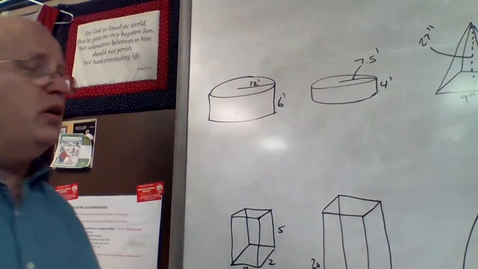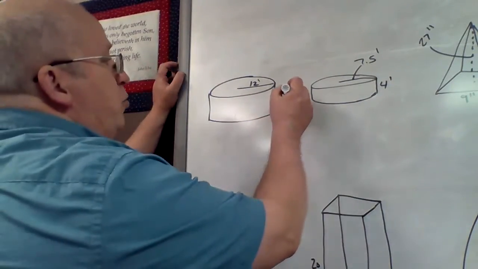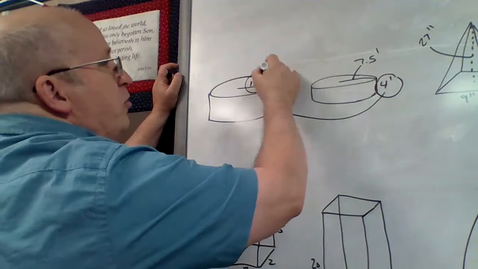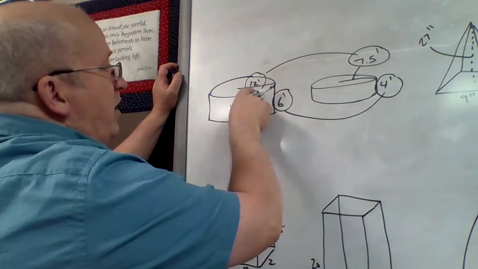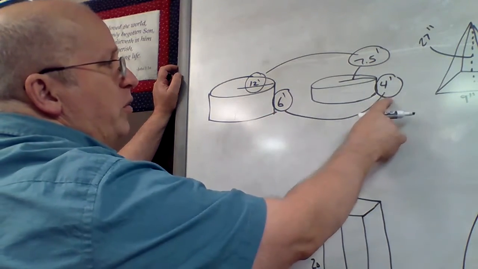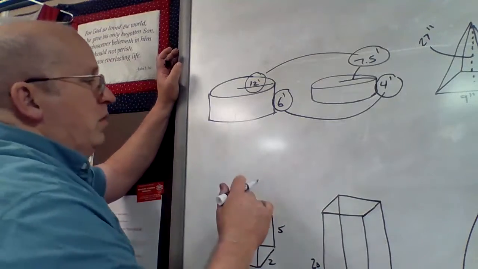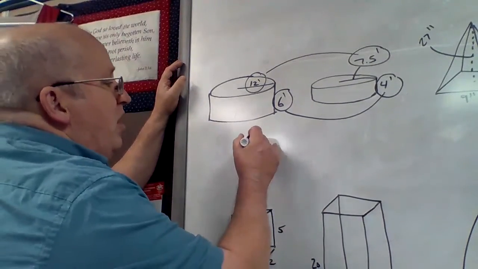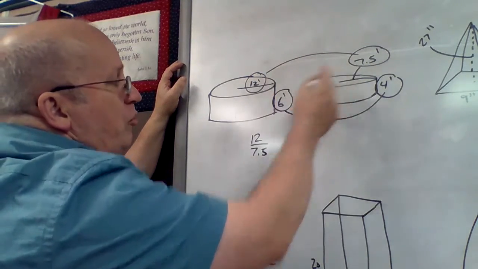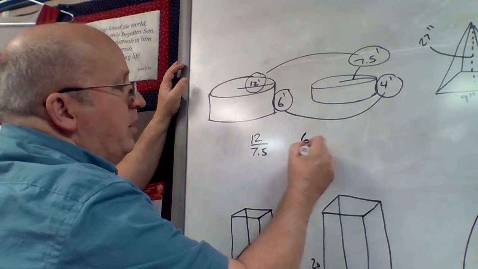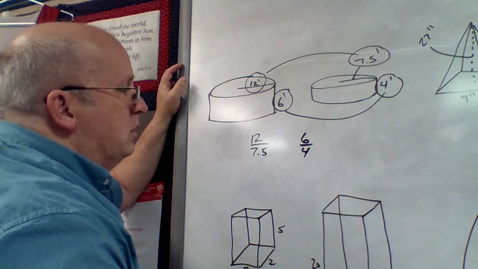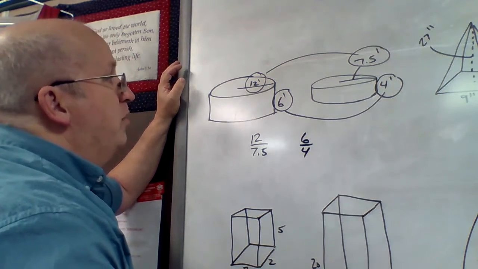Imagine we have two cylinders. What we need to do is look at the corresponding measurements of the two shapes. You'll notice I'm connecting the radius of this cylinder with the radius of this cylinder, and the height of the first cylinder with the height of the second cylinder. The rule about similar polygons says that you can look at the ratio of the proportional or corresponding sides, and if those are equal, then you have similar figures.